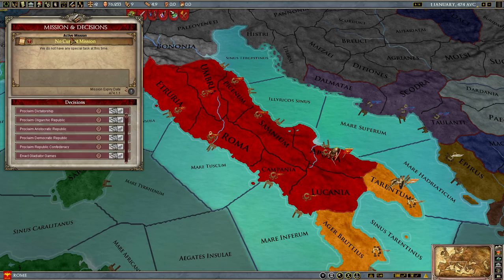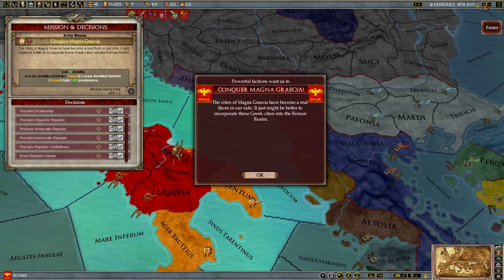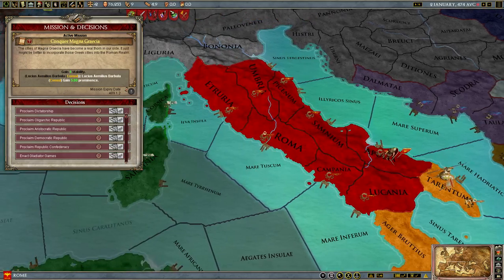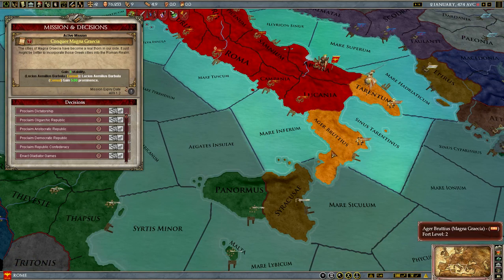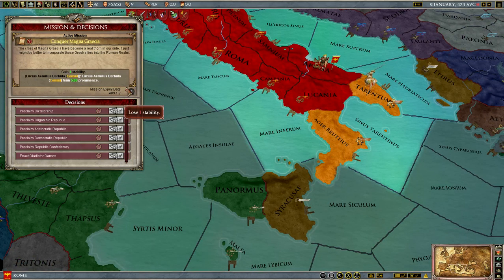You also have your current active mission. Whenever you don't have a mission, you'll often simply be given a mission. And your objectives here. Magna Graecia does not exist. Control Tarentum and control Aga Brutus. In short, annex these. This is also your mission's expiry date. You are given a limited time to complete the mission. If you fail to complete the mission, you will be given penalties. In this case, I will lose 1 stability if I fail to complete the mission by this date. So you need to pay attention to this.